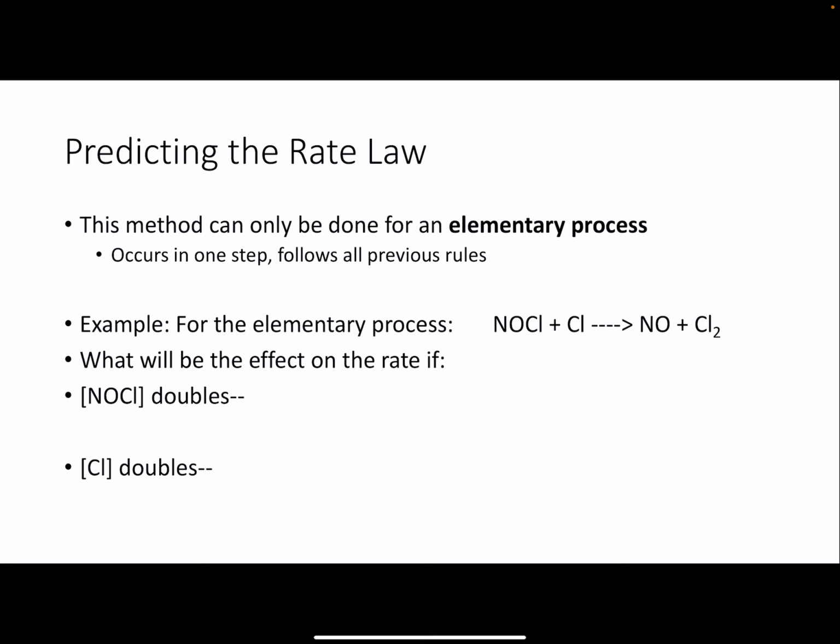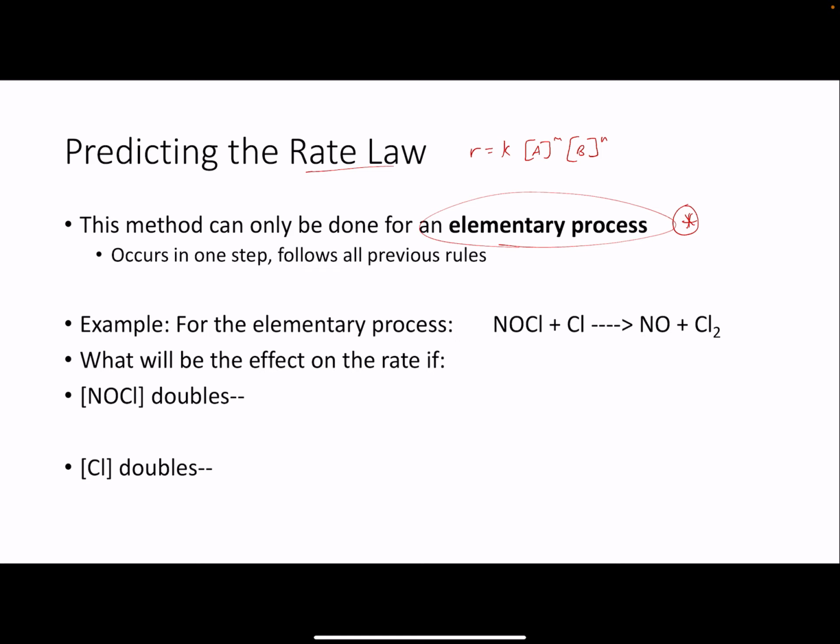So, to predict the rate law, and remember the rate law is defined as R equals K times the concentration of the reactants to some exponent. We can only use this method for elementary processes. Keep that in mind. Those are reactions that follow all the previous rules. So if we don't know if it's an elementary process or if it has more than 3 molecules, we can't use this method. So keep that in mind. This doesn't apply to everything.